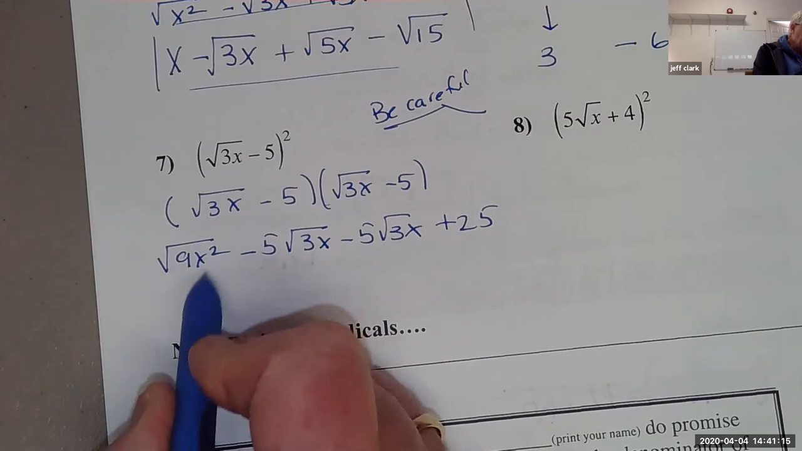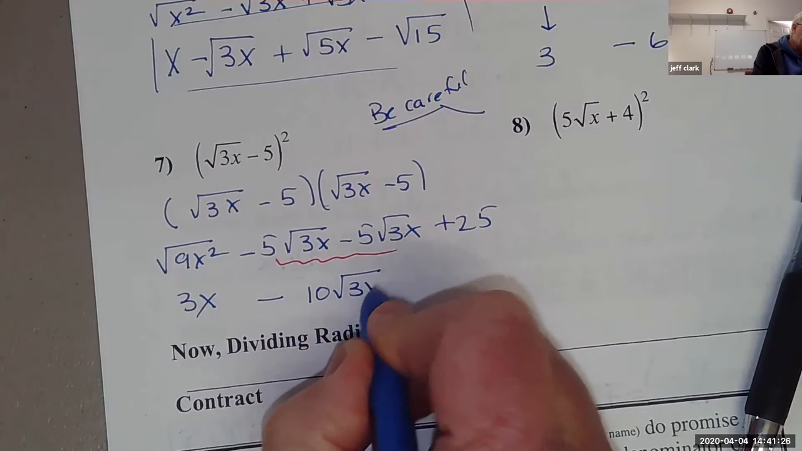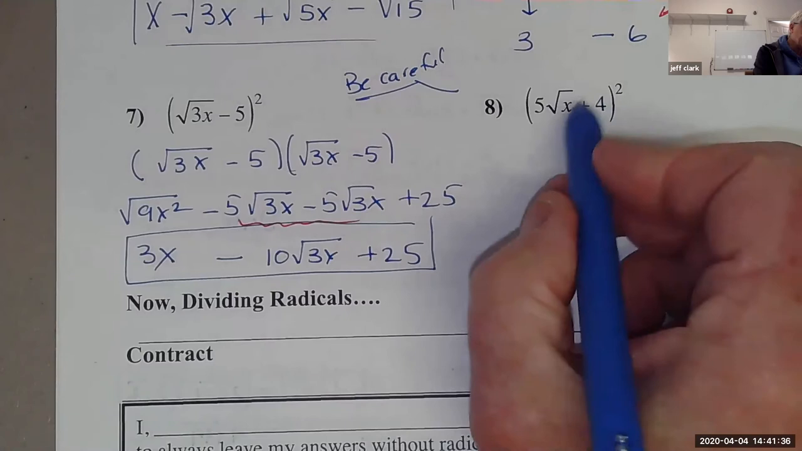Okay, square root of 9, and the x squared is 3x. These two right here, there are negative 10 square roots of 3x. And plus 25, you can't push any of those together. Looks like the final result. And finally, this one is similar. Write it down twice.